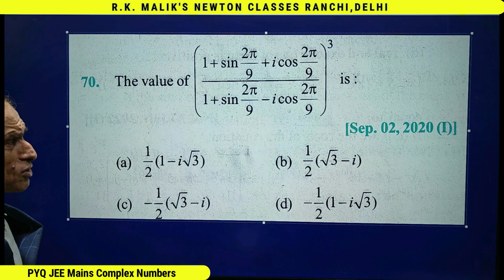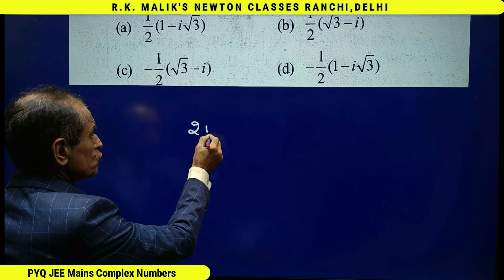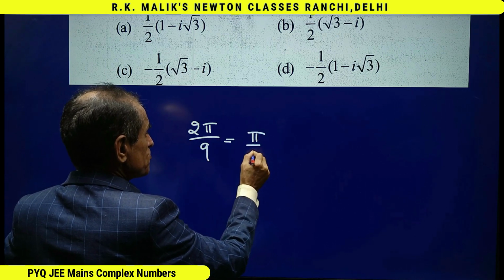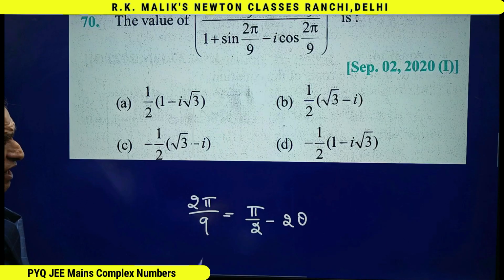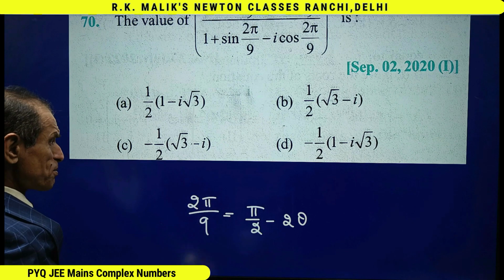Therefore, to do this question, it will be better if I use this arrangement that I write 2 pi by 9 as pi by 2 minus 2 theta, and in the last I will put back the value of theta.